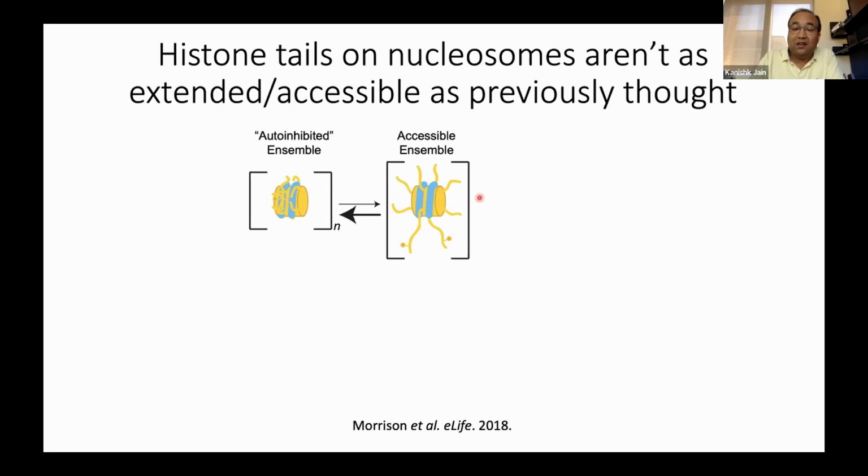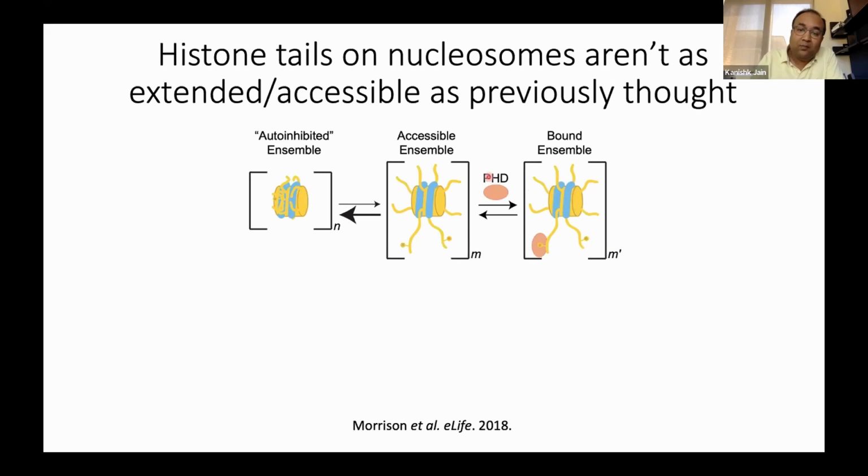And it is in this extended state that proteins such as reader domains, in this paper, they look particularly at the PHD of BPTF, are able to access the N-terminal tails of these histones. And because in this diagram, the equilibrium between the autoinhibited and accessible state is shifted towards the inhibited form, it is difficult for proteins to read and access these N-terminal tails.